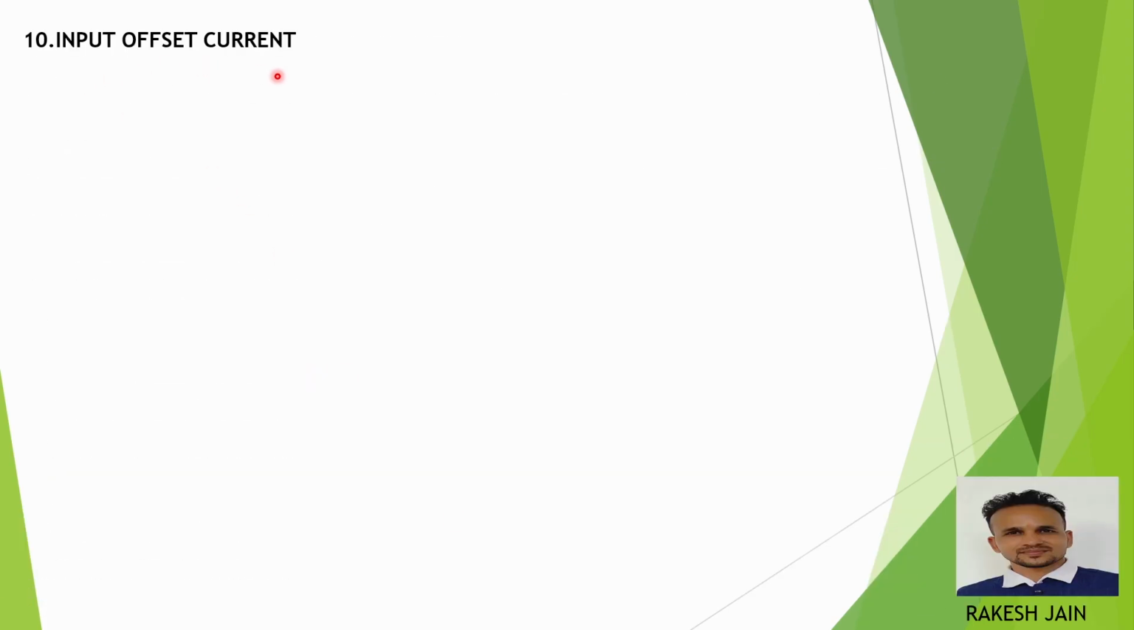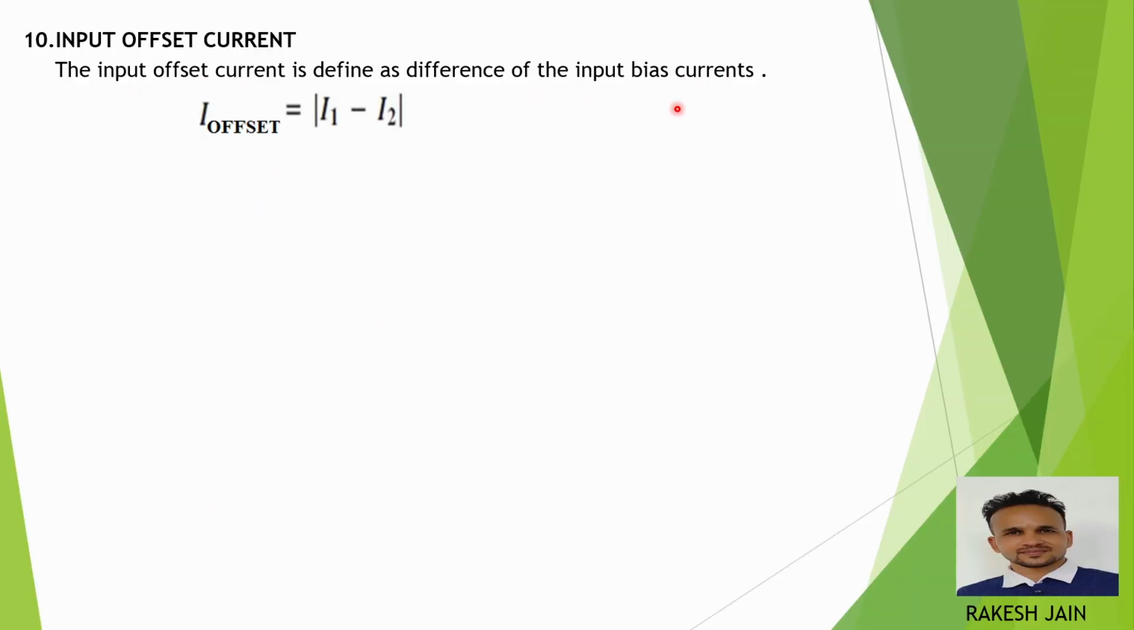Input offset current. The input offset current is defined as the difference of the input bias currents. So input offset current is the algebraic difference between I1 and I2, the two input currents of the operational amplifier. Now what is the offset null technique?